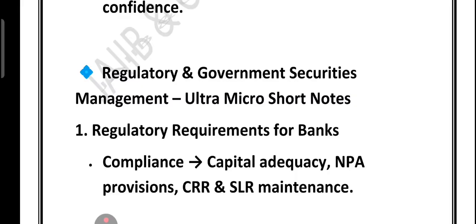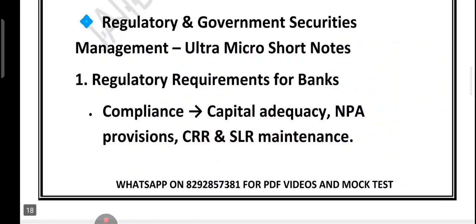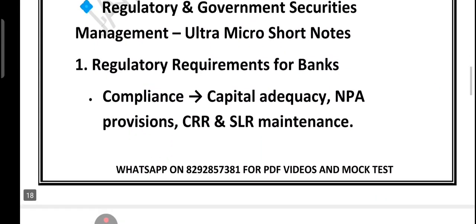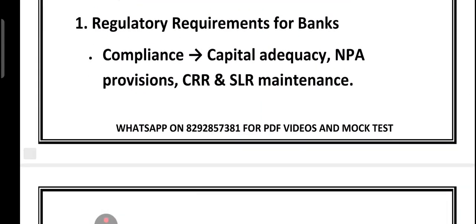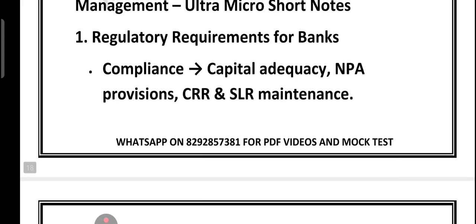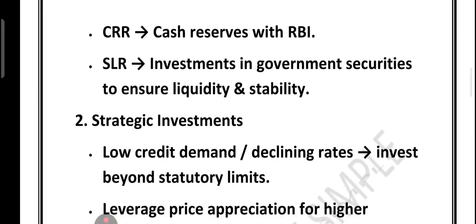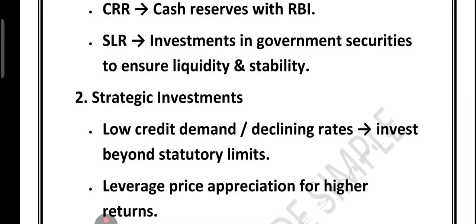Now friends, we will cover regulatory requirements for banks and government securities management. Banks must follow strict rules to ensure financial stability and public trust. For compliance, banks must maintain capital adequacy, provision for NPA, and meet the CRR and SLR requirements. If you look at CRR, what does it mean? A portion of the deposit is kept with the RBI to control liquidity. Yes, that's called CRR, cash reserve ratio.